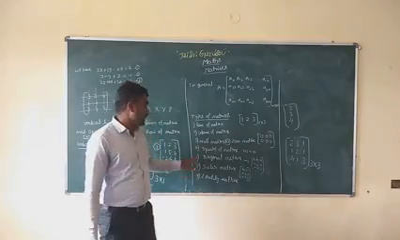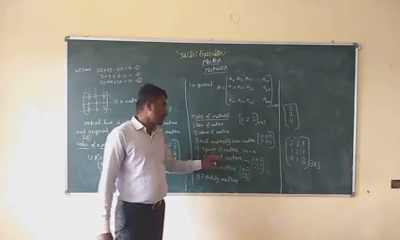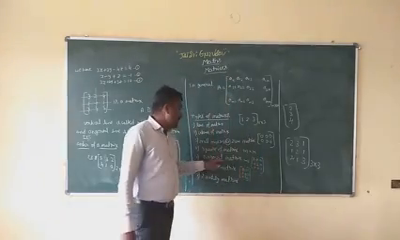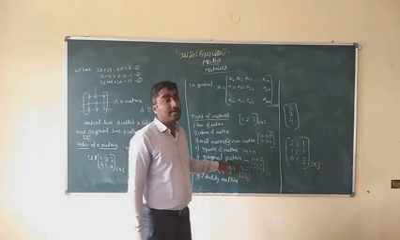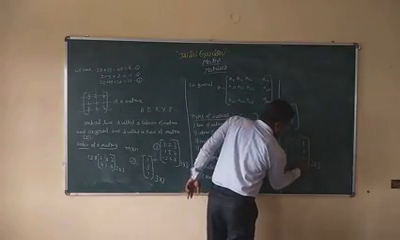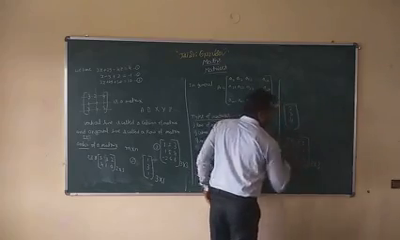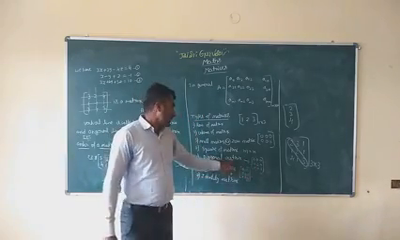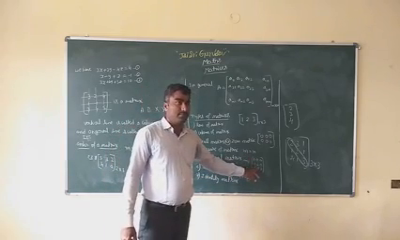Next one is diagonal matrix. A diagonal matrix is a square matrix. What is a square matrix? The number of rows is equal to the number of columns. So a diagonal matrix means a square matrix having non-diagonal elements equal to zero. These are the diagonal elements; except this diagonal, the rest are non-diagonal.